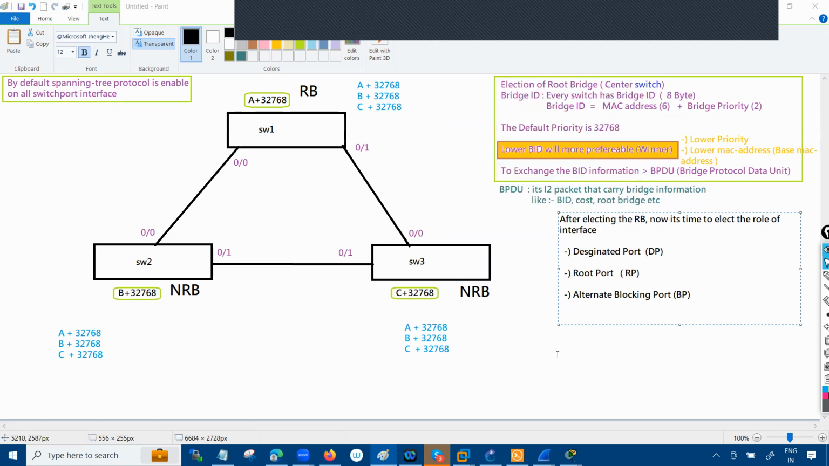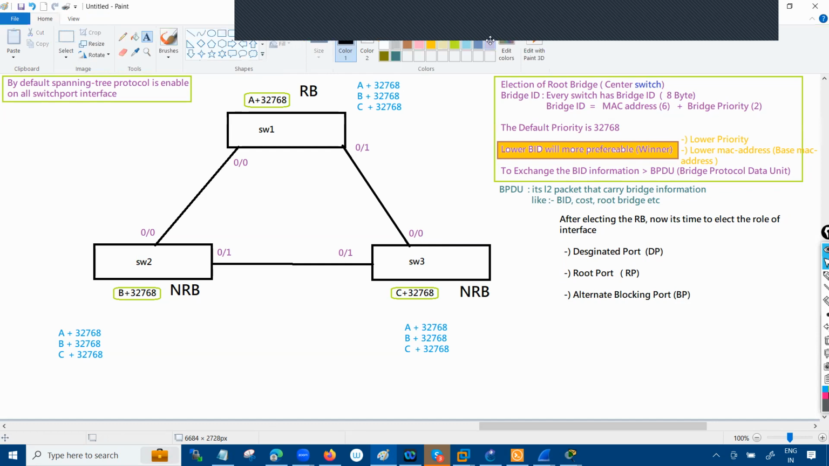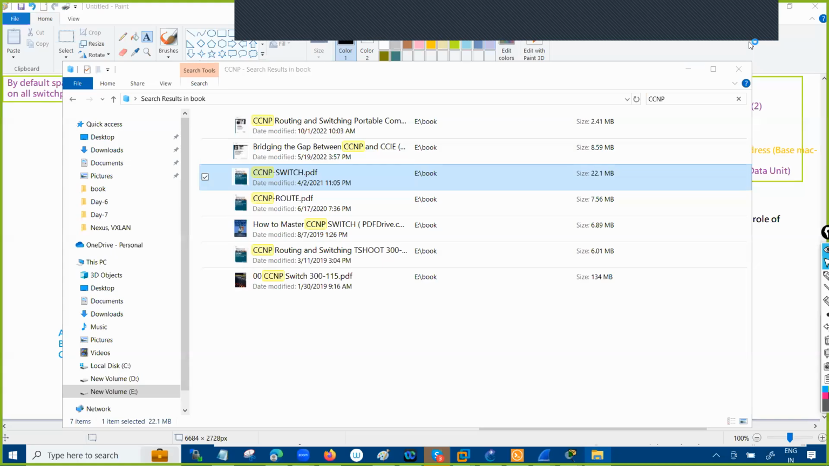Now, we need to elect the port. Before I make an election of the port, I'm going to show you something very important. Let me show you in the book. Okay, hold on, let me pause the recording.